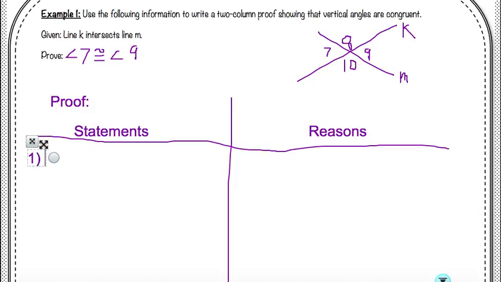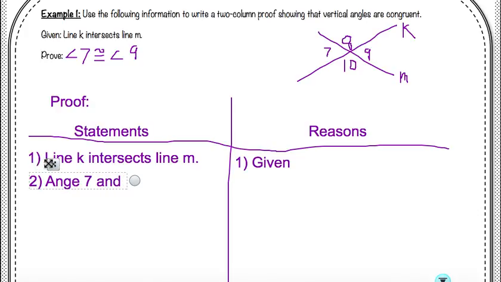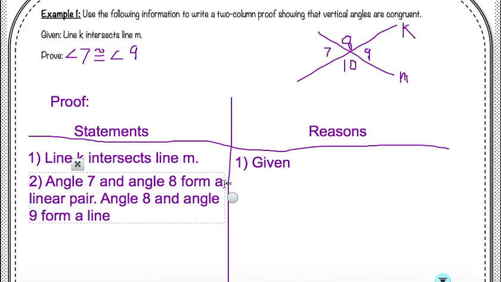So we'll start with the given information. Line K intersects line M. Now we can see that's true from the picture, but this is given to us. Okay, the next step is that angle 7 and angle 8 form a linear pair. Okay, and angle 8 and angle 9 form a linear pair.